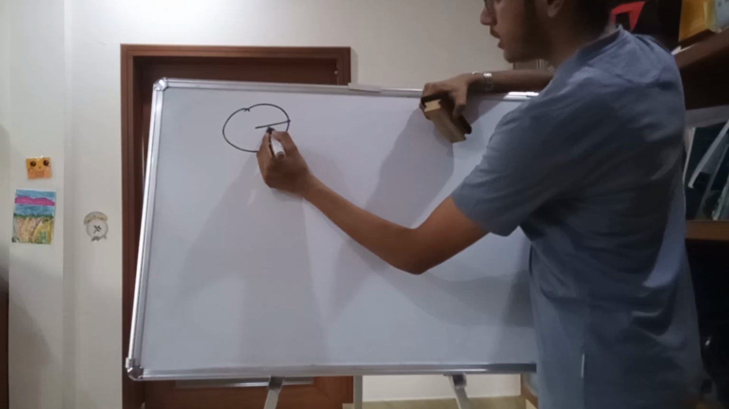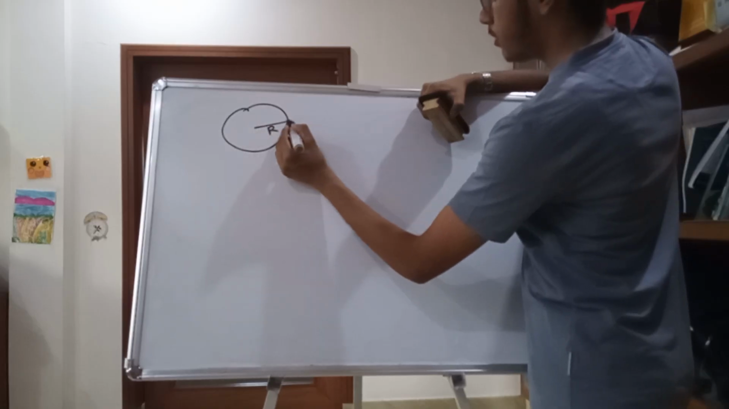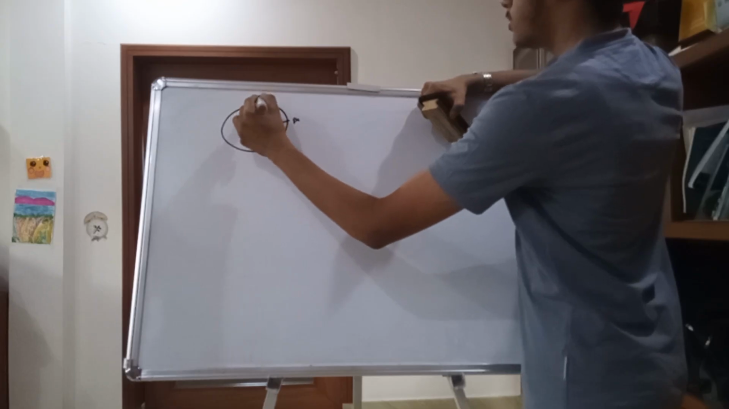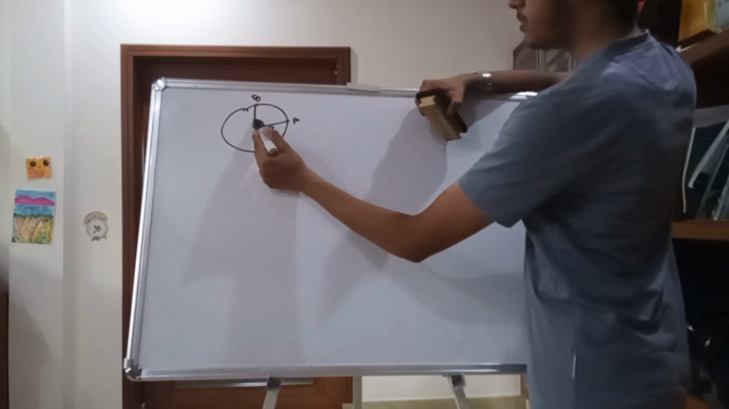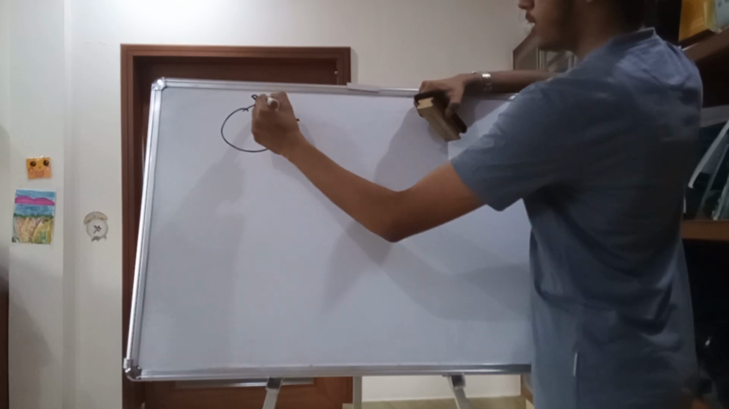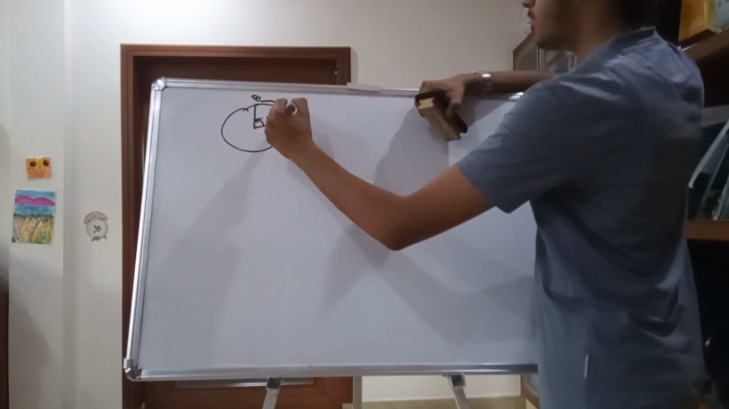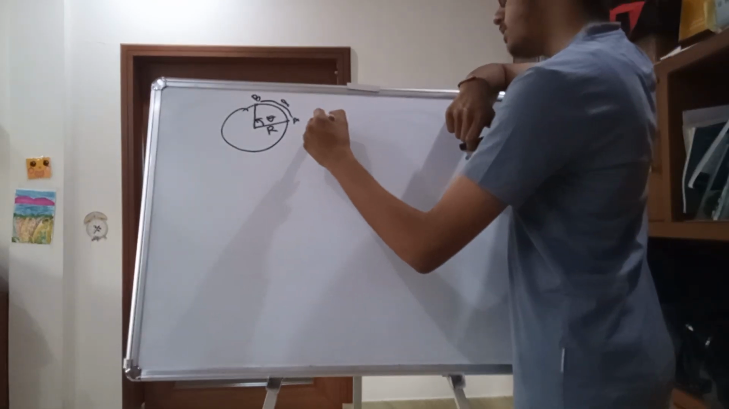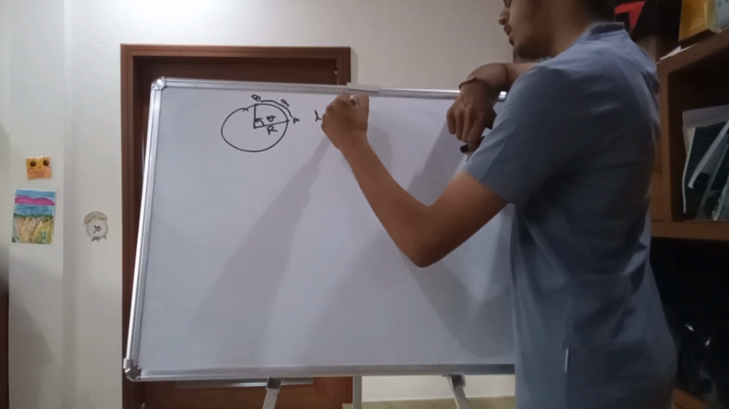So this is the radius r, and suppose this is point A and the particle travels up to point B. So there is some kind of angular displacement which we can call theta. And this is the path length, which let me denote as L. So we can write the relation L is equal to r into theta.